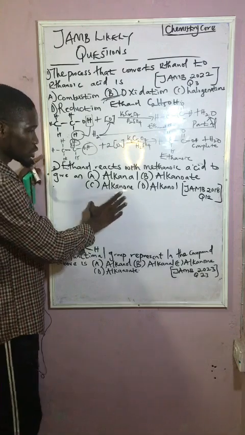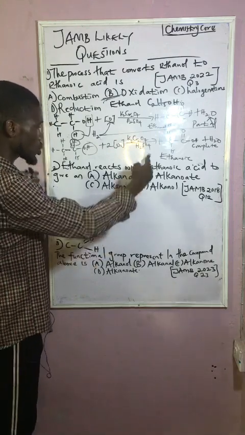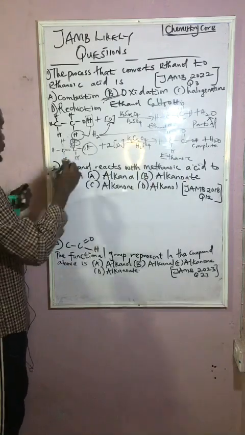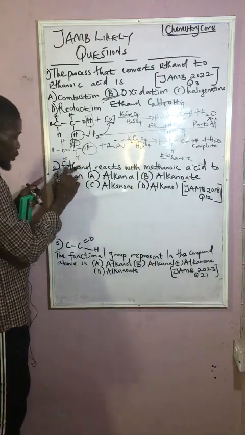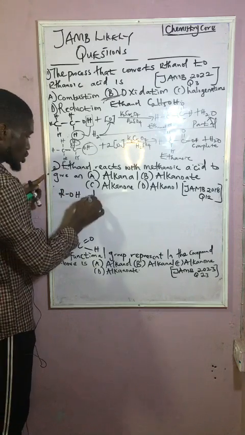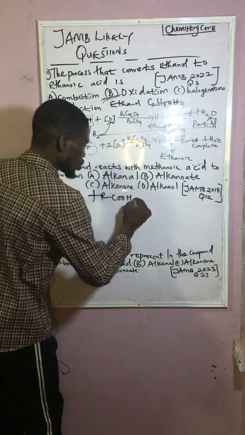For this particular question, there are some teachers that do not go deep into organic chemistry. Now, let's take a look at this. For you to undergo this process, this is how it goes. The formula for this, we have RCOOH plus R'OH.